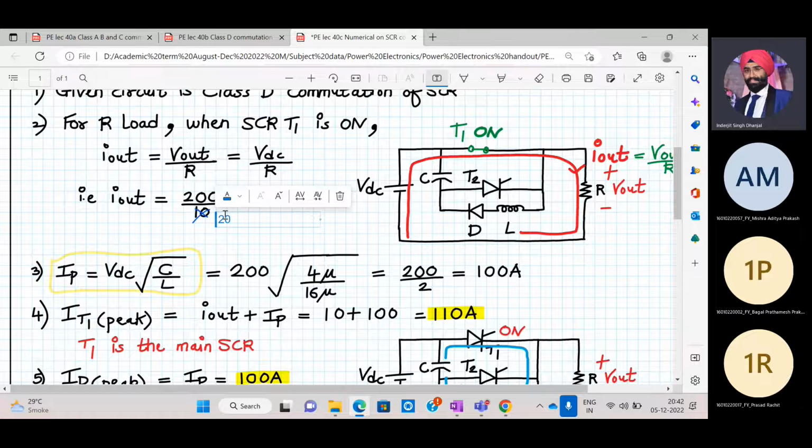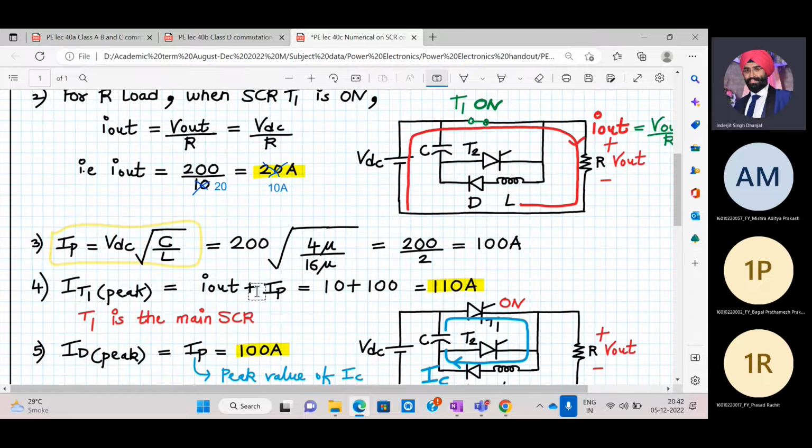Okay. So if this is 20, what will be the current value? Current value will be 10 amperes. So I out is 10 amperes and IP is 100 amperes. So your main SCR will be carrying around 110 amperes. All right. So just like this, simple numericals can be asked.